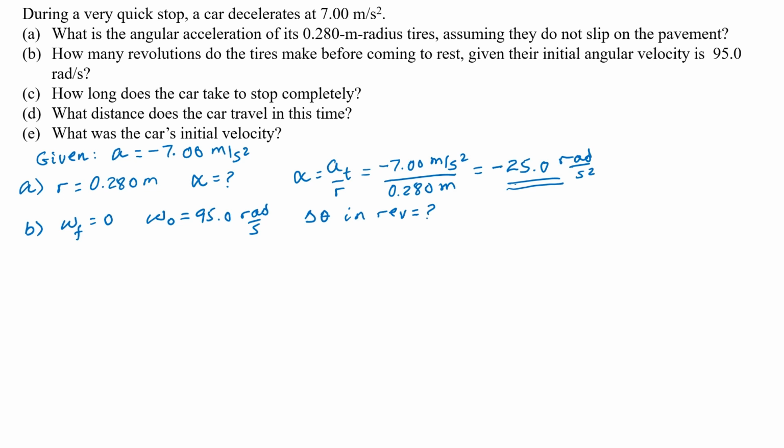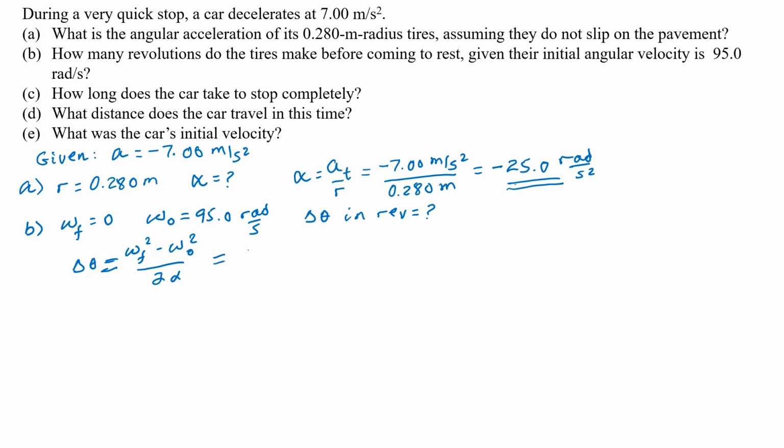So given the two angular velocities and the rotational acceleration, can we get delta theta? So we have omega f squared minus omega naught squared over 2 alpha is equal to delta theta. That is from omega f squared equals omega naught squared plus 2 alpha delta theta. Just rearrange.